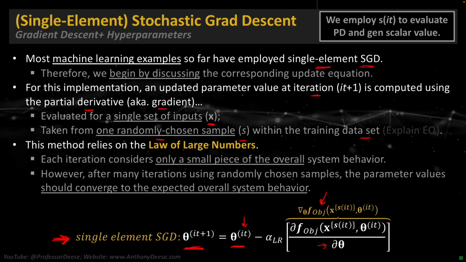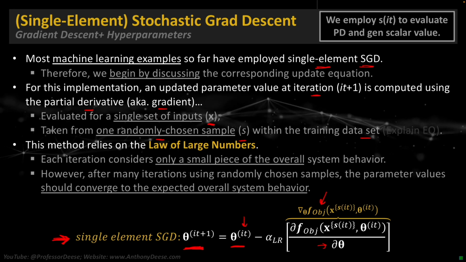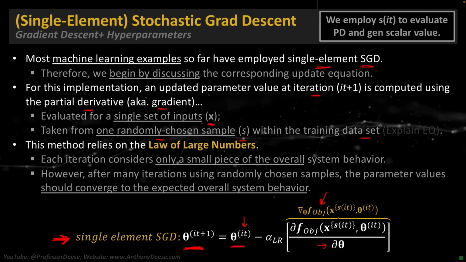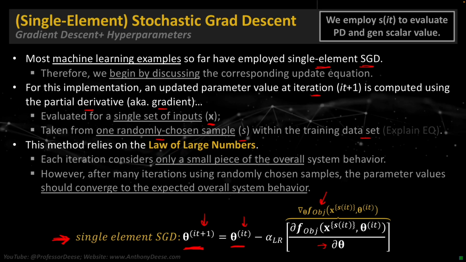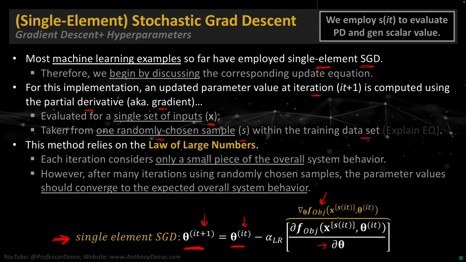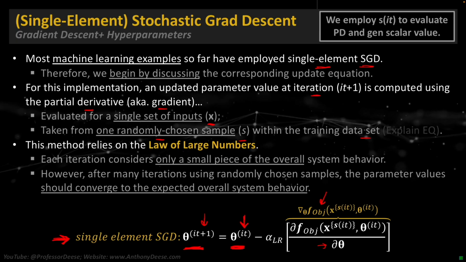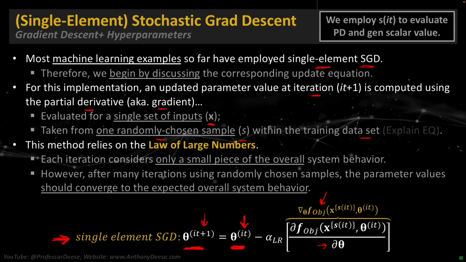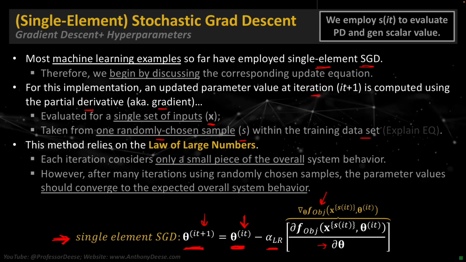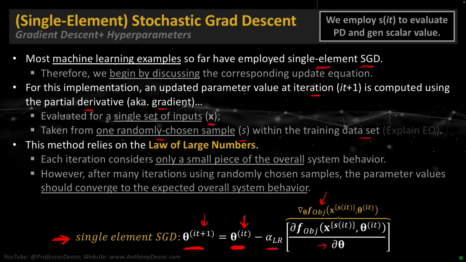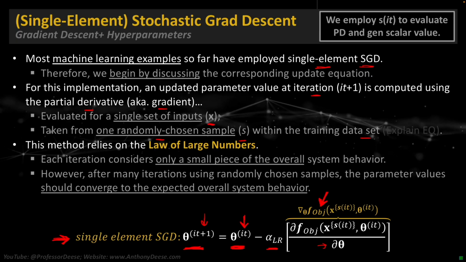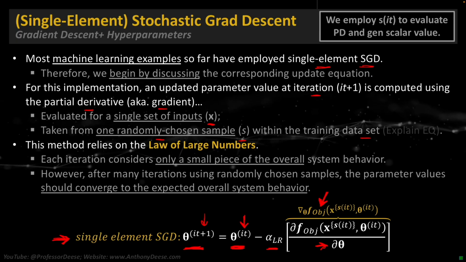What we see is that for gradient descent, we want to calculate an updated set of parameter values that correspond to iteration it plus 1. This is generalized for any iteration. That is defined as the set of parameter values for the previous iteration it minus the product of two factors. First, we have the learning rate alpha, and then we have this gradient or partial derivative of the objective function taken with respect to theta.